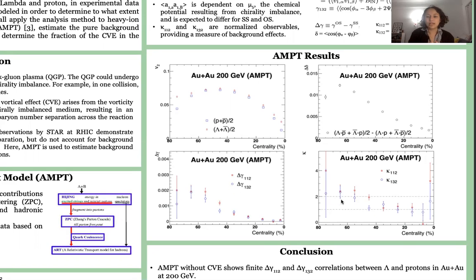Additionally, we find that the normalized value, kappa 132, is between 2 and 1. This provides a good baseline of background signal from AMPT. Also, kappa 132 is a reasonable first order approximation of kappa 112, which we see in the figure here. These kappa values, which are normalized, may be used to compare simulated and experimental data in order to interpret experimental results, meaning that in future studies, kappa can be used to compare background data and experimental data to parse out the contributions to baryonic separation from both background and chiral vortical effects.